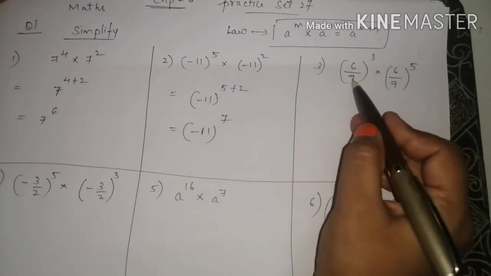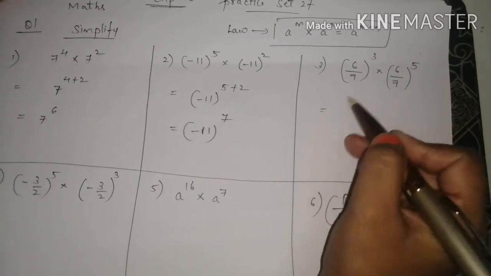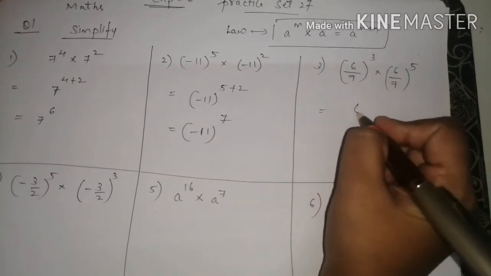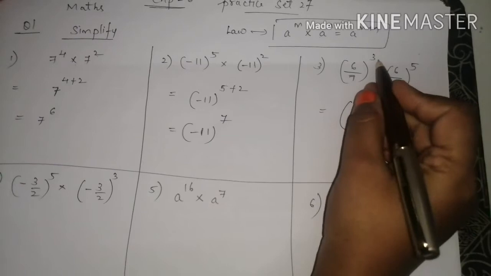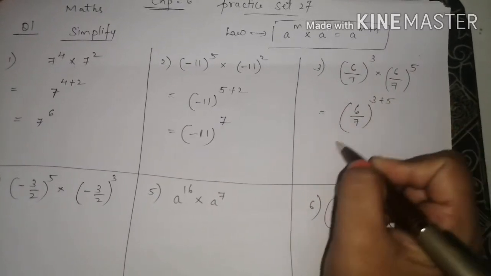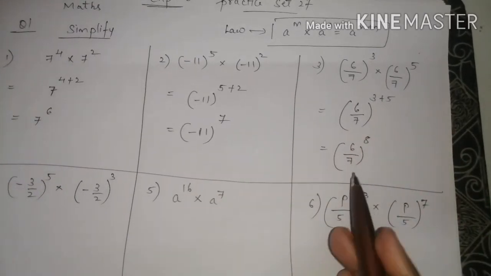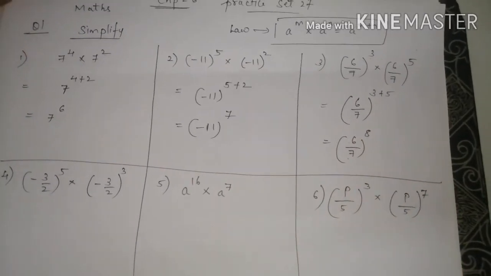Third sum, 6 upon 7 raised to 3 into 6 upon 7 raised to 5. So base is same. Write it one time, 6 upon 7. Add the above powers, 3 plus 5. So 6 upon 7 raised to 3 plus 5 is how much? 8. So our answer is 6 upon 7 raised to 8.